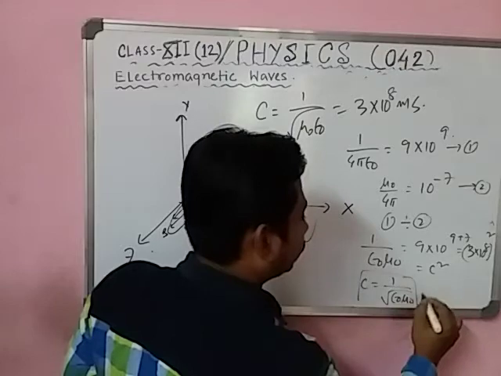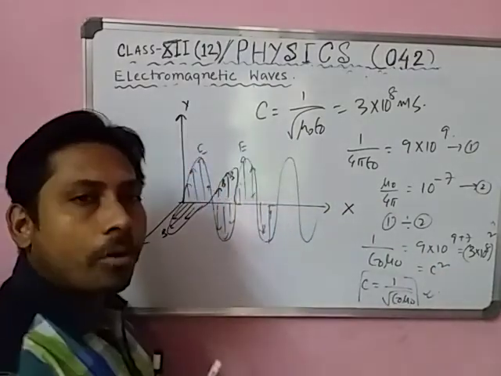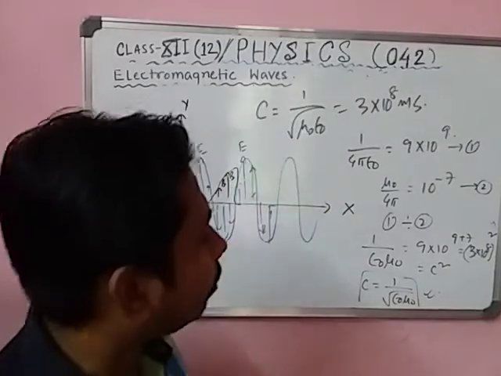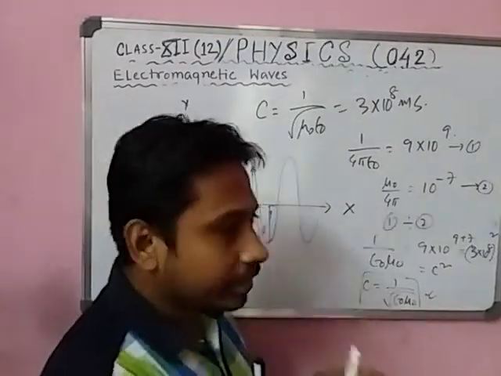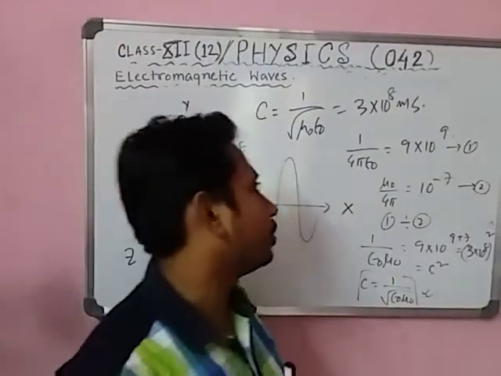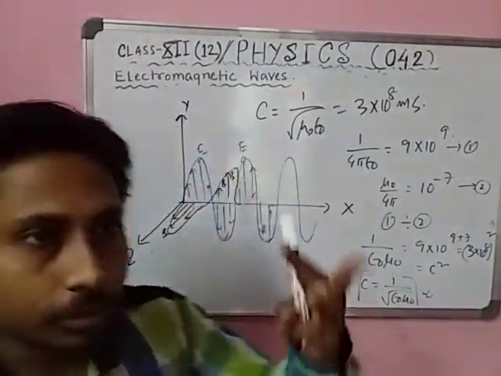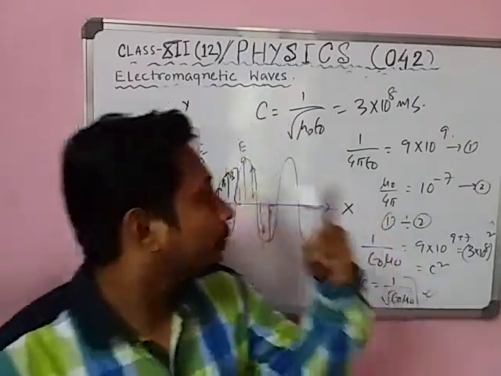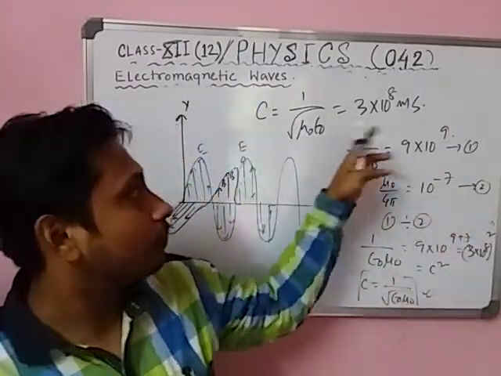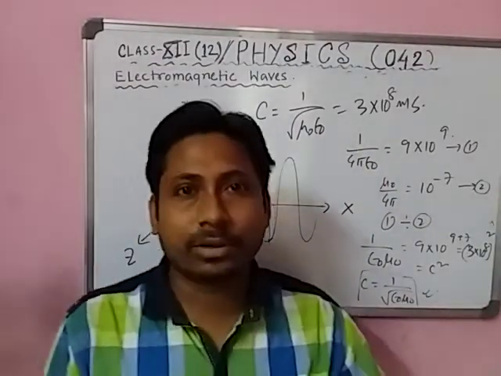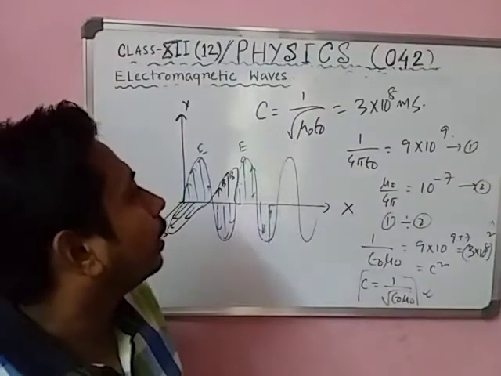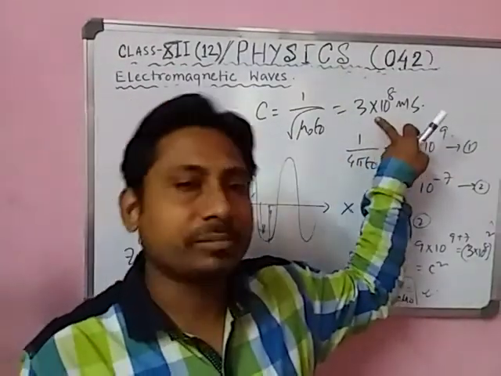Please copy this portion, very important for your competitive exam also. There will be 4 options to find the value of c, and the options are very close, so you have to choose the correct one. c equal to 1 by root over epsilon 0 mu 0. So property number 1: an accelerating charged particle produces EM waves. Second point: the speed of all EM waves, visible light also being an EM wave, is 3 into 10 to the power 8 meter per second.